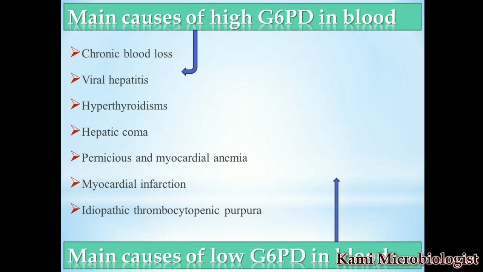Then we have the main causes due to which the glucose 6-phosphate dehydrogenase enzyme will be low, and these are glucose 6-phosphate dehydrogenase enzyme deficiency. Obviously, if this enzyme is deficient, there will be a low level in the blood. And hemolytic anemia: if the RBCs are ruptured and RBC levels are low, we call it hemolytic anemia. And infection is also one of the most important causes of low G6PD in the blood.